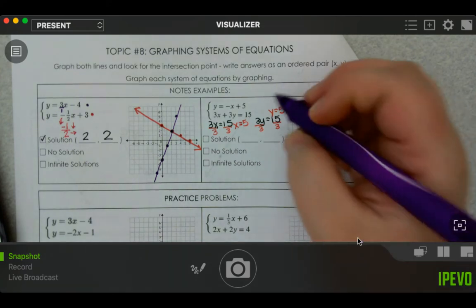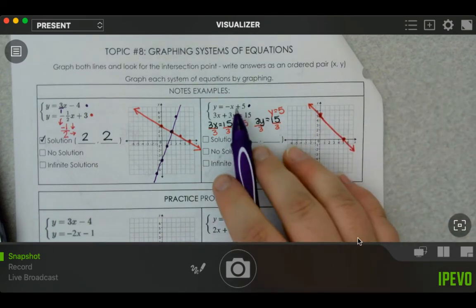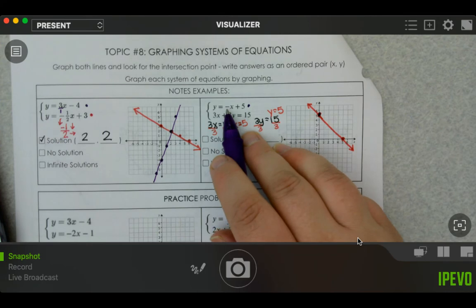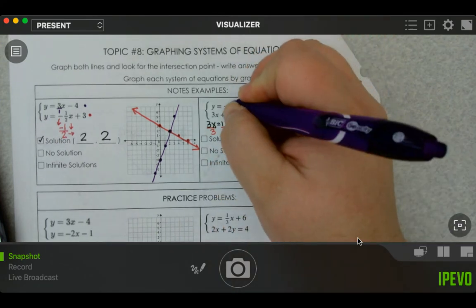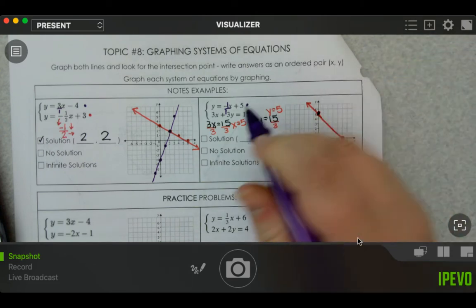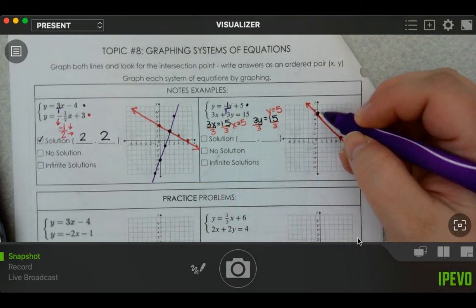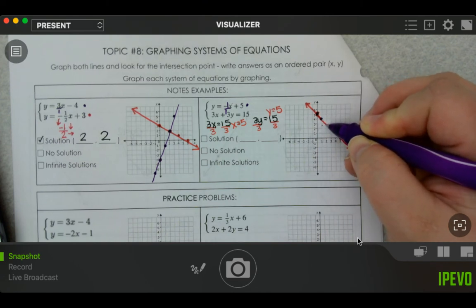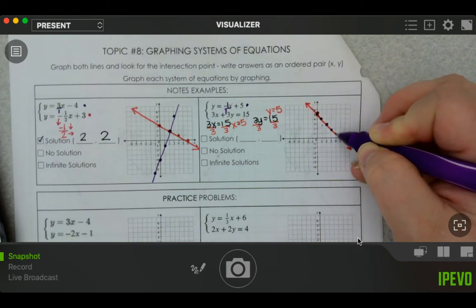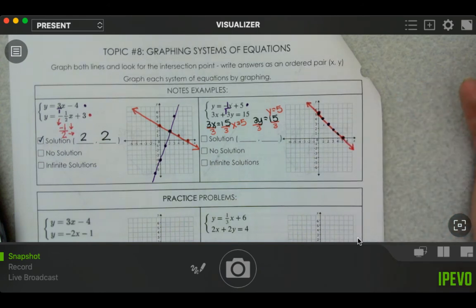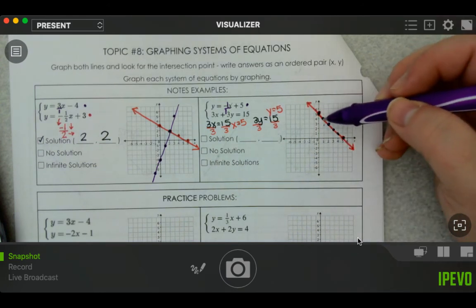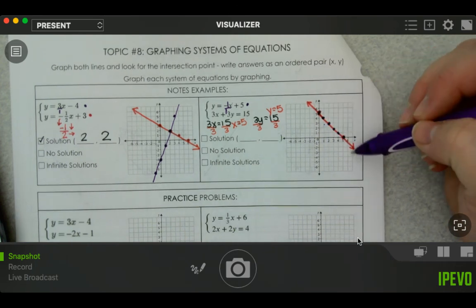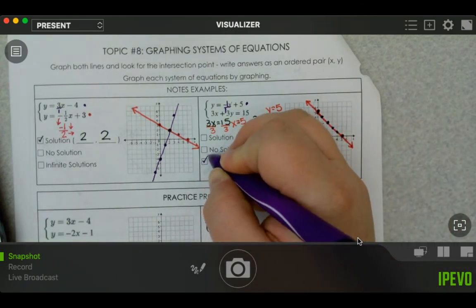Now, let's do the other line. This one. It's going to start at 5, and then it's going to go, wait, there's no numbers there. So I'm going to put a 1 over 1 here, down 1 over 1 to the right. What do you notice, guys? It's on top of the other line. So all of these points are answers where they're both true because they're the exact same line. So it has infinite solutions.